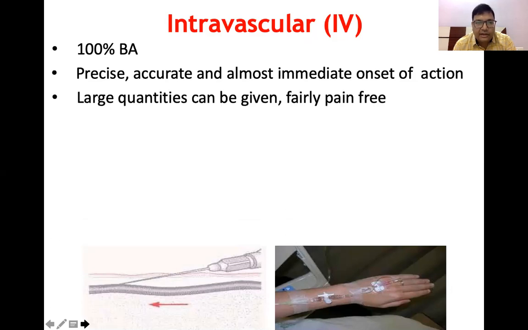And then for the large quantity of drugs to be given and fairly pain-free, since we have to just puncture the vein and we have to put the intracath, and larger dose by the IV infusion can be administered over a period of time.